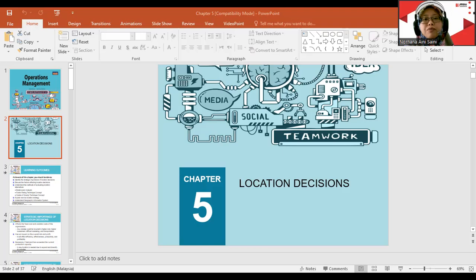Then next we have the retail or service layout. Basically, that will be for the hypermarket. It's an easy one, just look at the hypermarket.